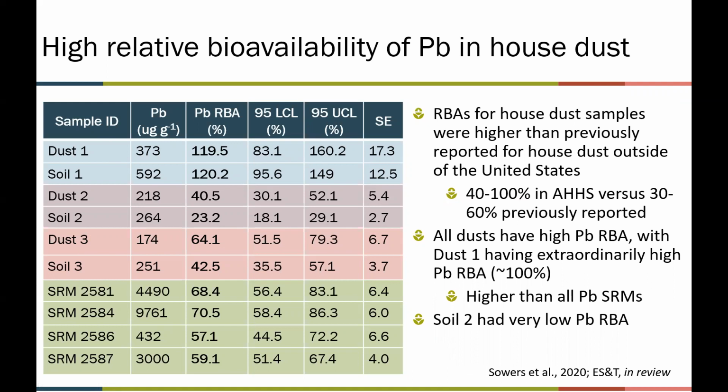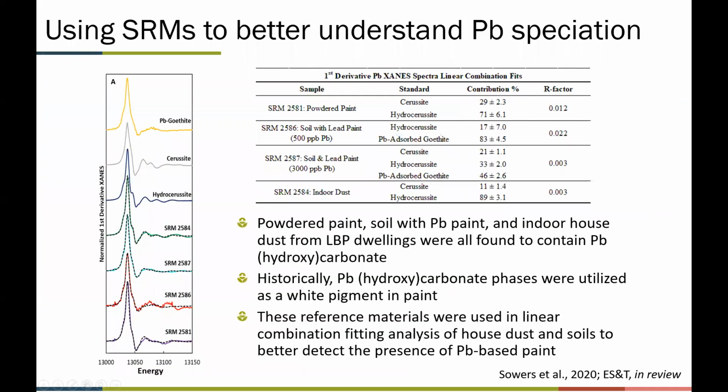Taking this further, we used X-ray absorption spectroscopy to gain an understanding of SRMs and how these SRMs explain and resolve our samples. The long story short here is that whenever we have a paint SRM, in this case, it's typically driven by cerussite and hydrocerussite, which is lead carbonate and lead hydroxycarbonate, respectively. These are very available phases of lead, and they're originally from the white pigment in paint.